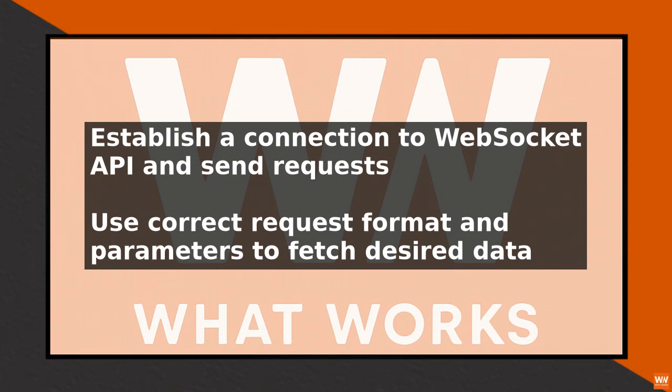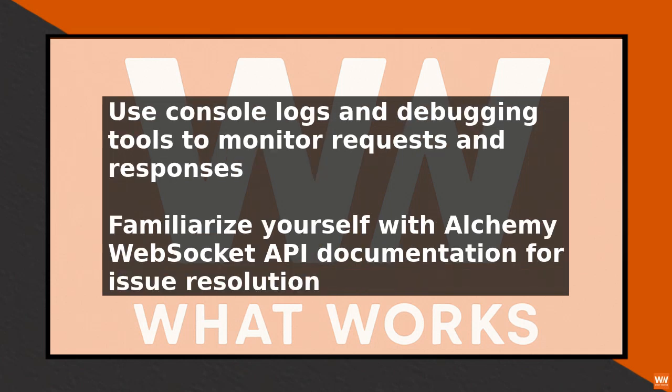Best practices for debugging Alchemy WebSocket API include testing with a minimal setup, using a reliable internet connection, and monitoring the API status. You should also handle errors and disconnections properly to ensure your application remains stable.